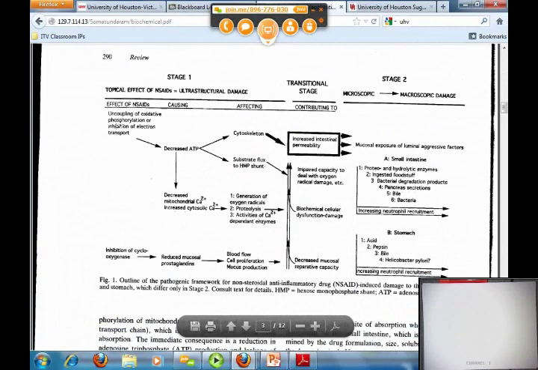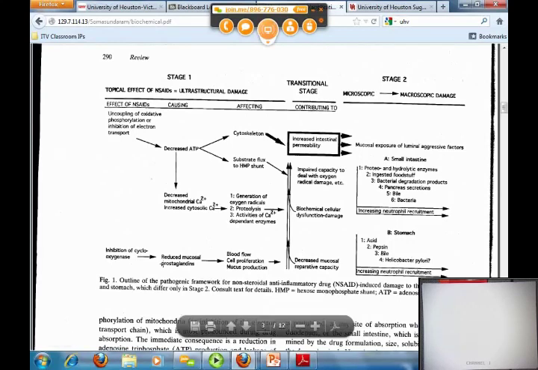Uncoupling of oxidative phosphorylation, and the electron transport, this is the effect of non-steroidal anti-inflammatory drugs that decreases the ATP, affecting the cytoskeleton and the substrate flux on the HMP shunt pathway, which leads to increased intestinal permeability, where you have a mucosal exposure of luminal aggressive factors.